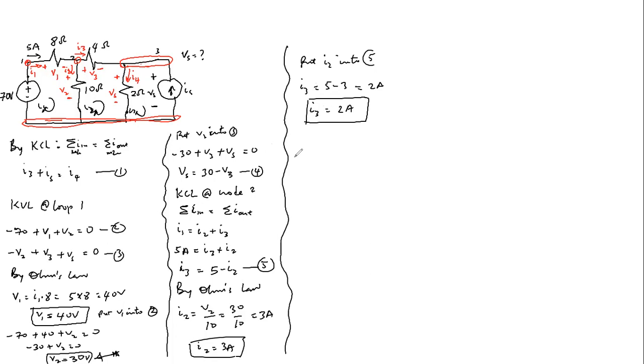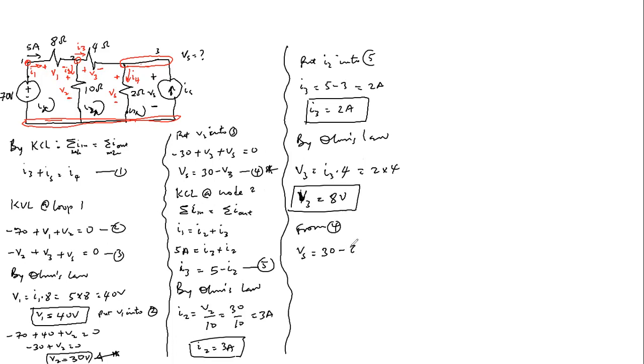So by Ohm's law, V3 therefore is the same as I3 times the 4 ohms, which is the same as 2 amp times 4. And that gives us V3 to be 8 volts. Perfect. So now, from equation 4, we can resolve Vs. So from 4, Vs is the same as 30 minus 8, which is the same as 22 volts.